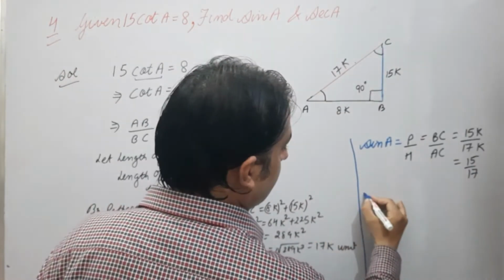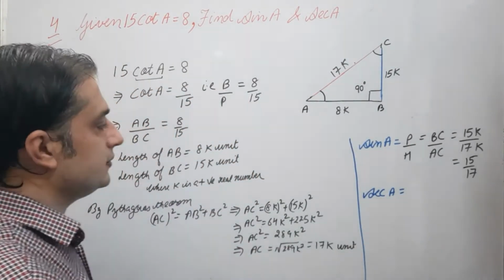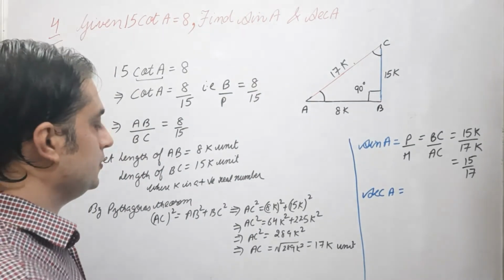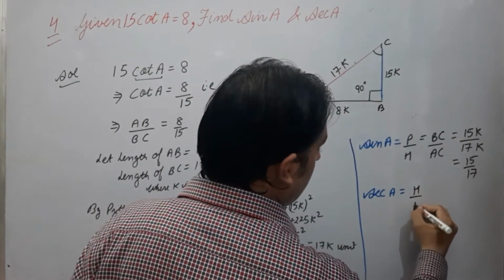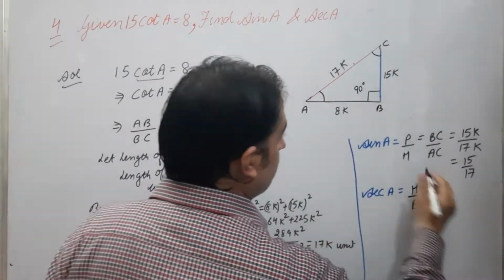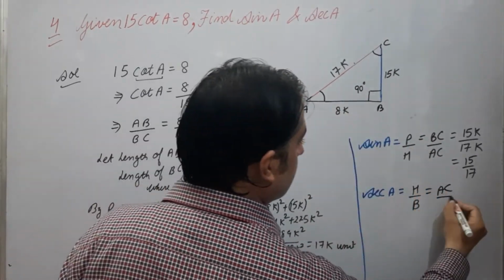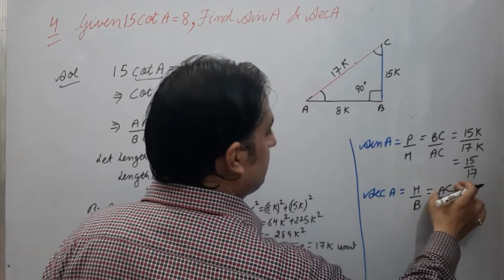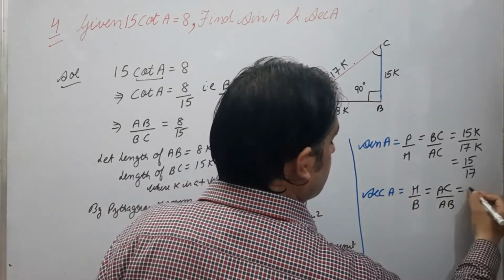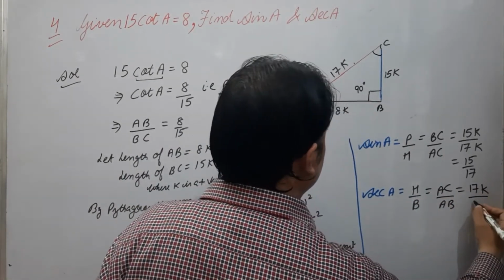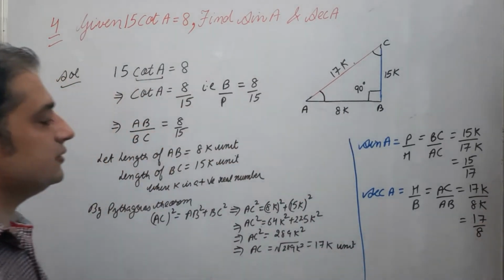Now for the same angle, the next T ratio is secant A. Secant is the reciprocal of cos. Cos is base by hypotenuse, so secant becomes hypotenuse upon base. Hypotenuse is the length of the side AC, and base, the side adjacent, is AB. So AC is 17k upon AB is 8k. The answer is 17 upon 8. So these are the two T ratios.